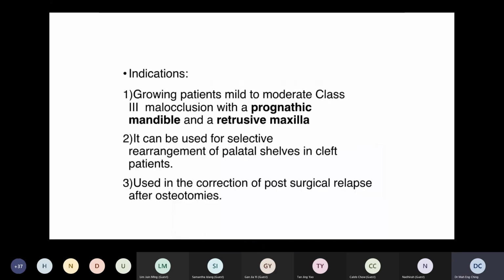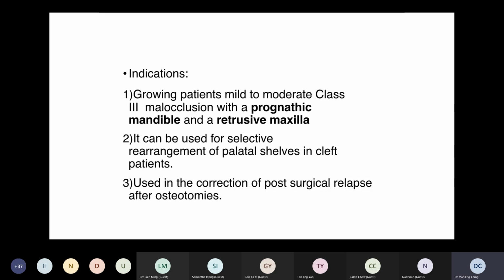So what are the indications? This patient must be a growing patient. Again, it's a mild to moderate class 3 skeletal pattern or malocclusion with a prognathic mandible and a retrusive maxilla. Just now, the extraoral headgear may be used for the prognathic maxilla. The reverse pull face mask is mainly used for the retrusive maxilla. They will mainly deal with the class 3.